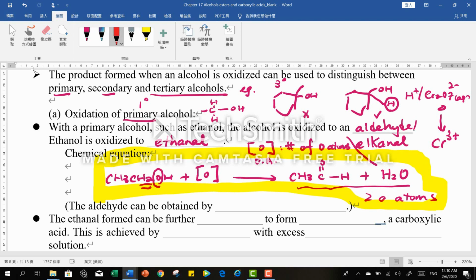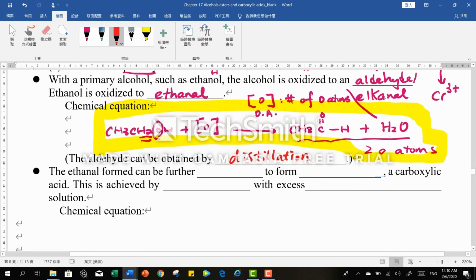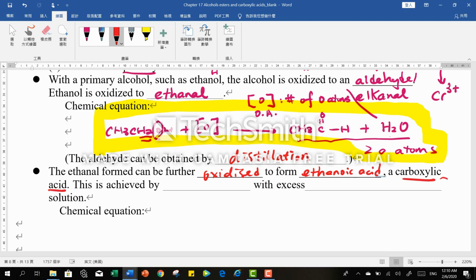Continue. I already told you that if you want to get the aldehyde instead of carboxylic acid all the way, you need to do distillation. The ethanal formed can then be further oxidized all the way to form ethanoic acid, which is a carboxylic acid. Carboxylic acid means an organic compound that contains a COOH group.